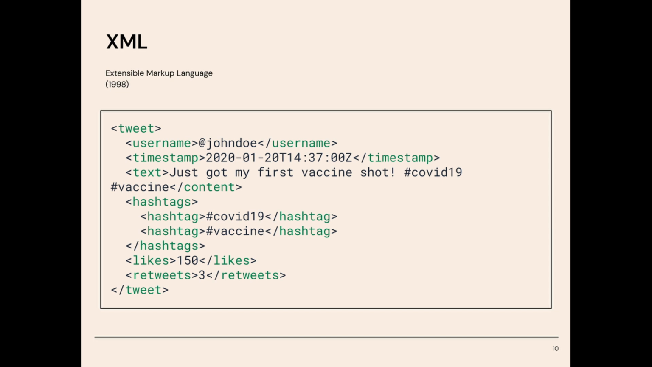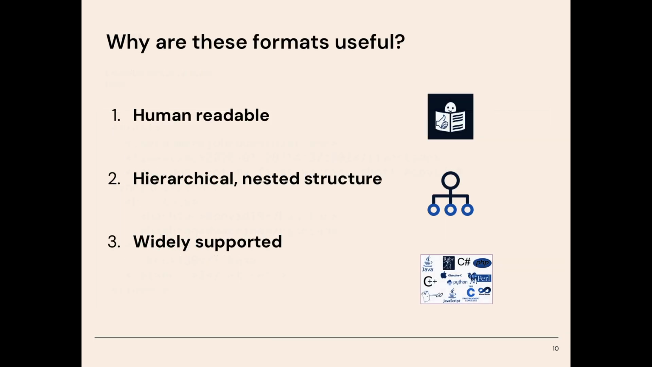We can see that we have, for each element, an opening tag and a closing tag. XML elements can contain other elements, attributes, or text. The hierarchy is represented by nesting tags within other tags. You can also define attributes for elements by using key-value pairs within the opening tag, like tweet ID equals 1, 2, 3, 4, 5. Now, what is so special about these three formats?